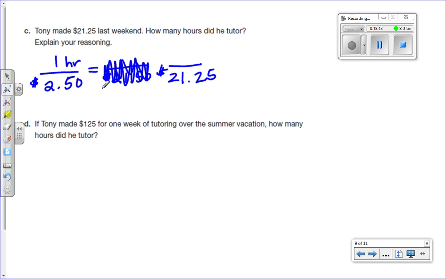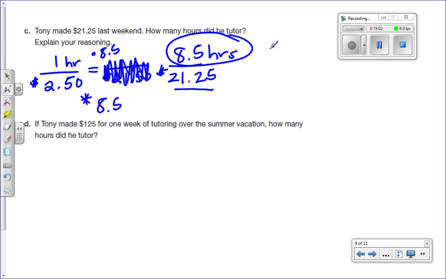And if we did 21.25 divided by 2.50, you would get 8.5. So that means we multiply 2.50 by 8.5 to get this. So therefore, we're going to have to do the same on the top. And that's going to give us 8.5 hours as our answer.